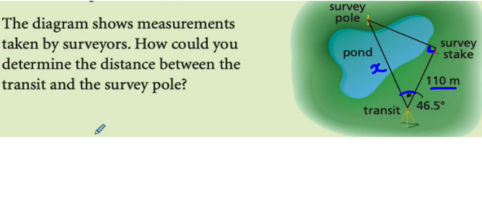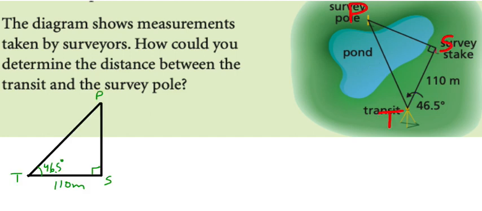Well, we have a right angle triangle, and I'm just going to work through how I would solve this problem. So first thing I'm going to do is label the sides and the angles so that I can work with it. And I'm also going to straighten out the triangle and work with it here on the side. So we have one angle, angle T is 46.5 degrees. We have the side beside angle T, which is 110 meters. That would be the adjacent side.